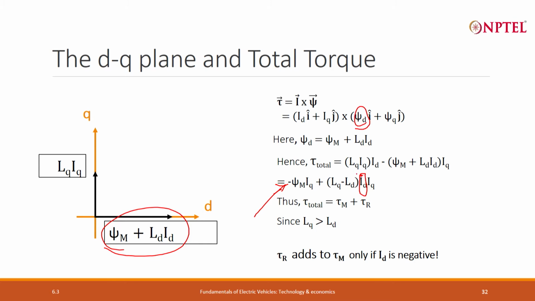Do you get this? So, this is a very important idea. We will go into it a little more in detail in the next one or two slides, but I want you to remember that in an IPMSM motor, we deliberately make ID negative so that the reluctance torque adds up to the magnetic torque instead of cancelling out against it.